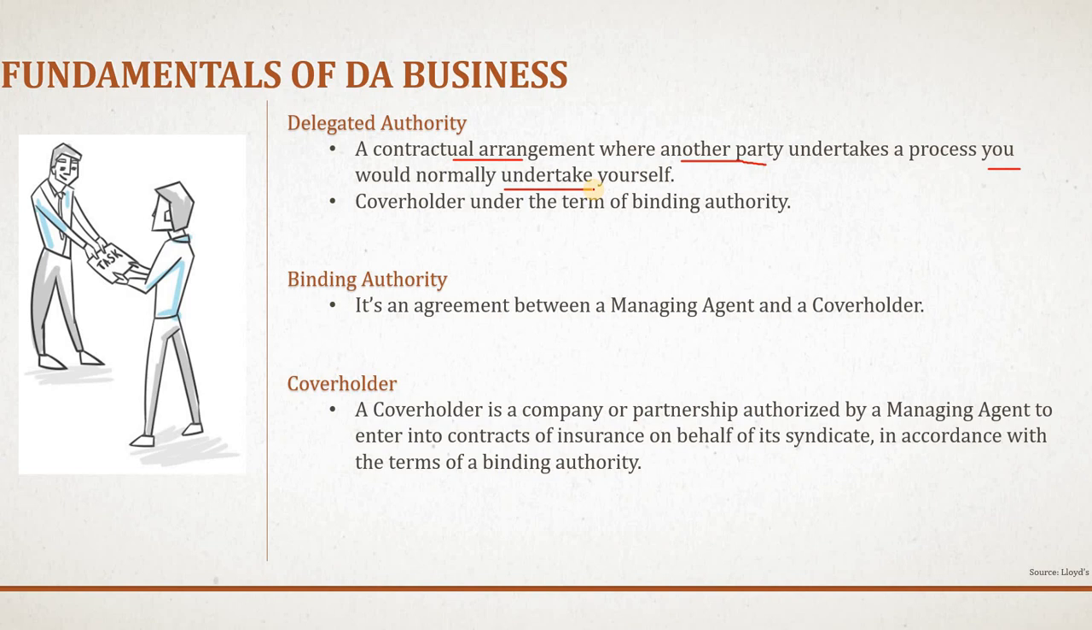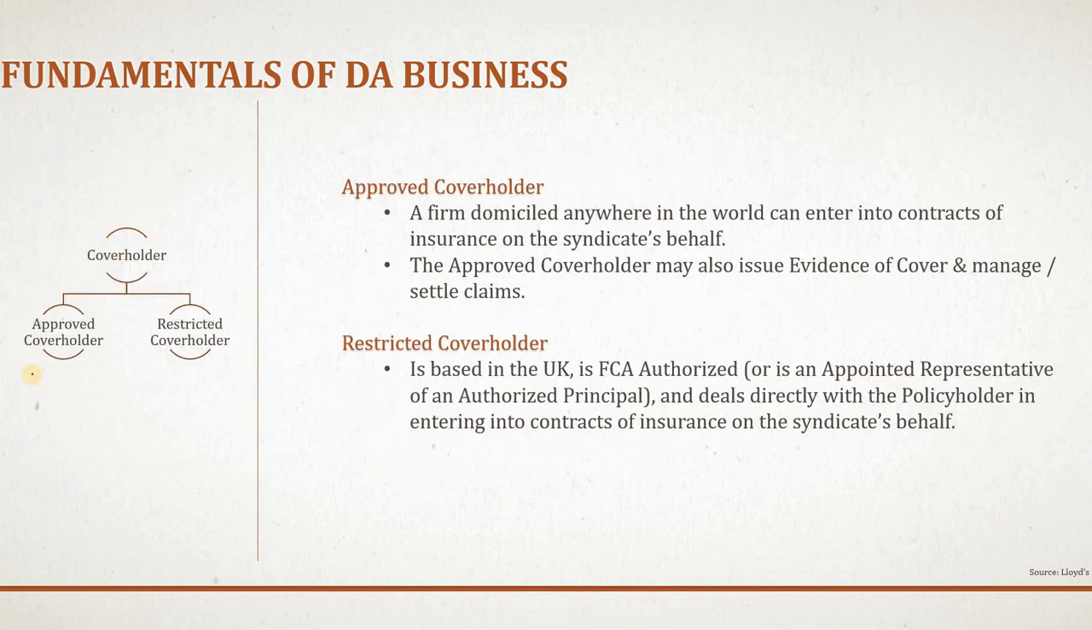So what is a cover holder? A cover holder is a service company or partnership authorized by a managing agent to enter into the contract of insurance on behalf of a syndicate in accordance with the terms and conditions defined under the binding authority. So we have two sets of cover holders: one is the approved cover holder and the second is the restricted cover holder. Let's discuss the approved cover holder.